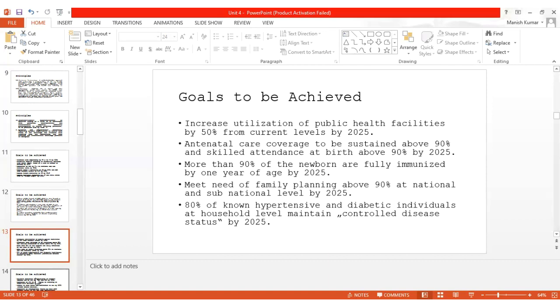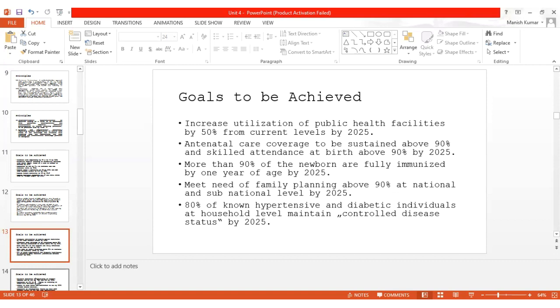Anyways, this also talks about more than 90% of newborns being fully immunized by 1 year of age by 2025. Meet need of family planning above 90%. This is something which we need to work hard on.